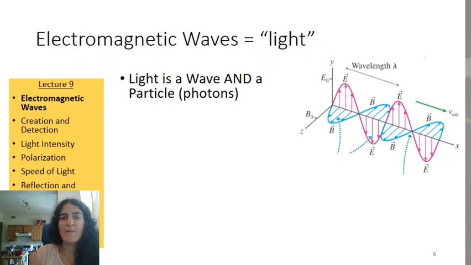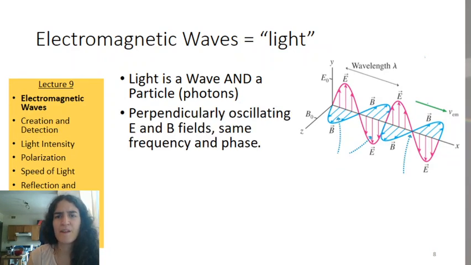So one thing that's very disturbing and kind of interesting about light is that it is both a wave and a particle, right? I do have more information about that coming up. Right, we have perpendicularly oscillating electric and magnetic fields. These fields are oscillating with the same frequency and the same phase, right? So notice how when the electric field is small, the magnetic field is small, and vice versa. They go through a maximum and minimum at the same time.